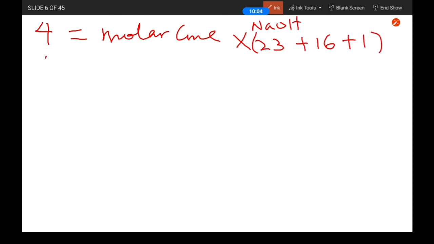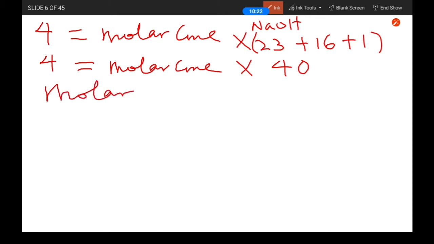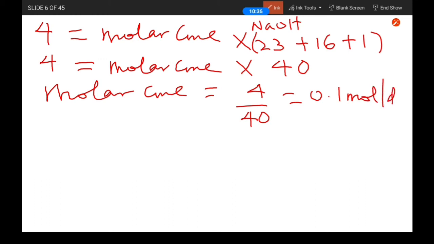So when you do this very well, we have 4 equals the molar concentration times the molar mass, which is 40 gram per mole, such that our molar conc will be equal to 4 over 40 when you divide both sides by 40. And the answer for molar conc of B is 0.1 mole per dm cube. So we have answered the first question for part C. So molar conc for solution B is that.